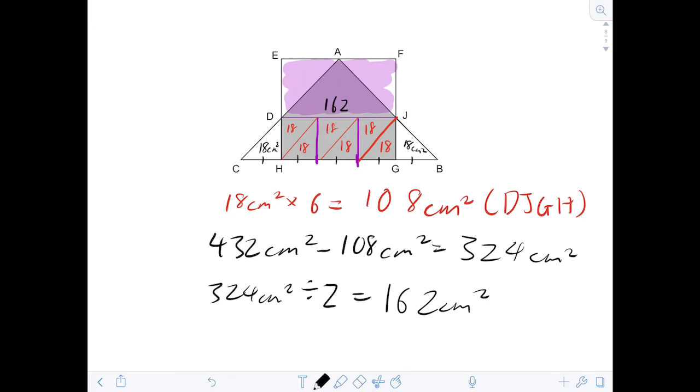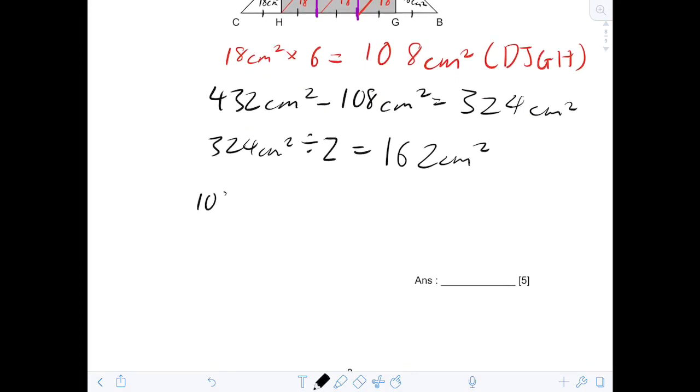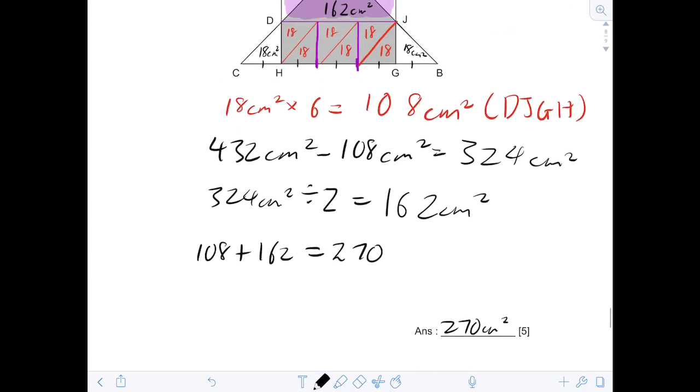Now to find the shaded area, you found out that this inside here is 162, and you found the other one is 108. You just have to add them up together. 108 plus 162 will be equal to 270. So it's 270 square centimeters.